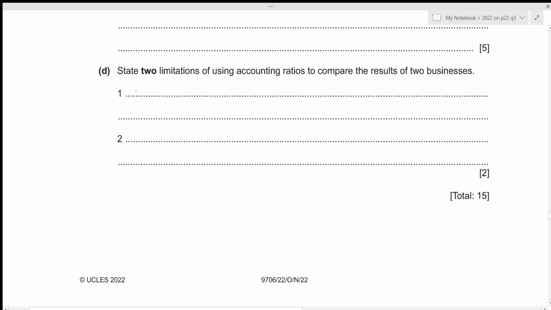Let's write it down. Ratios do not consider non-financial factors.